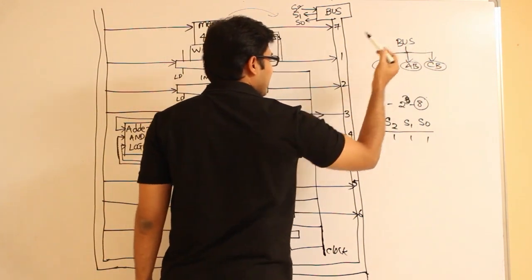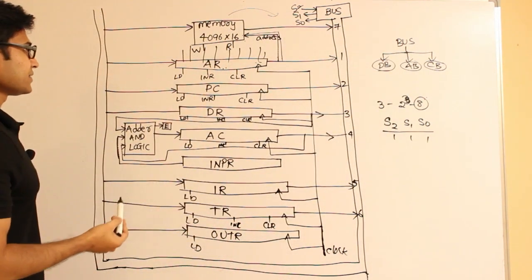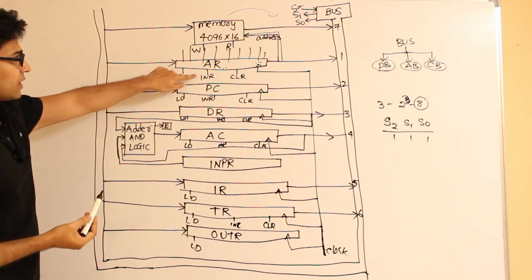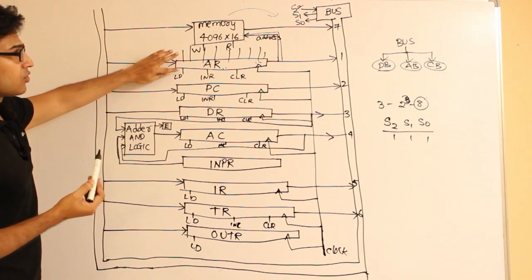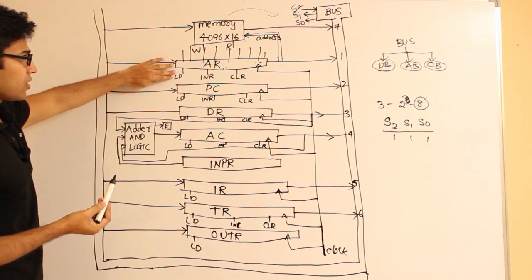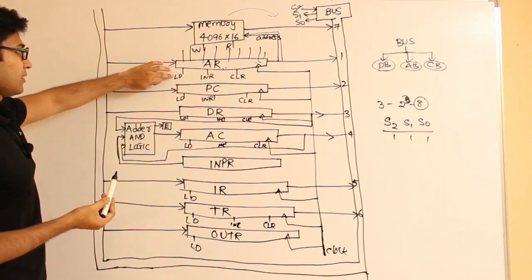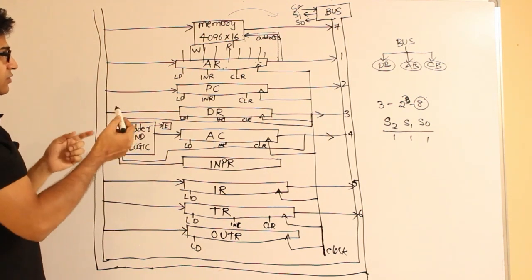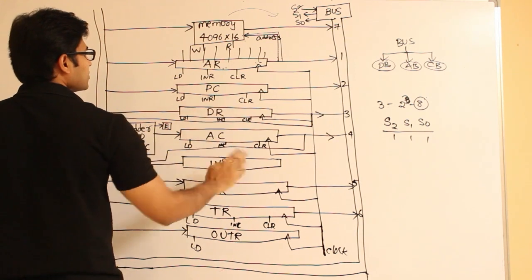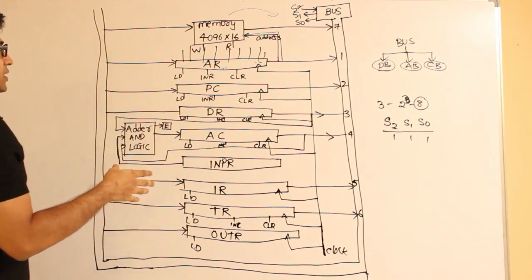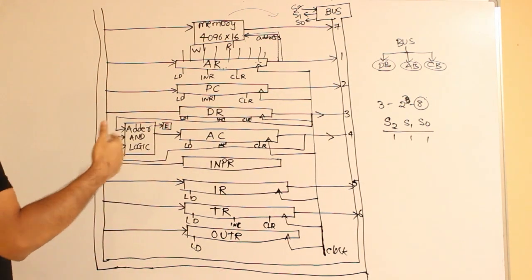And the next one is the control bus. This control bus will carry the control signals. What are the control signals? Like this: load input is there, increment is there, clear is there. From the CPU, from the control unit hardware, it is going to generate these control signals, and all these control signals are going to get connected to these inputs.